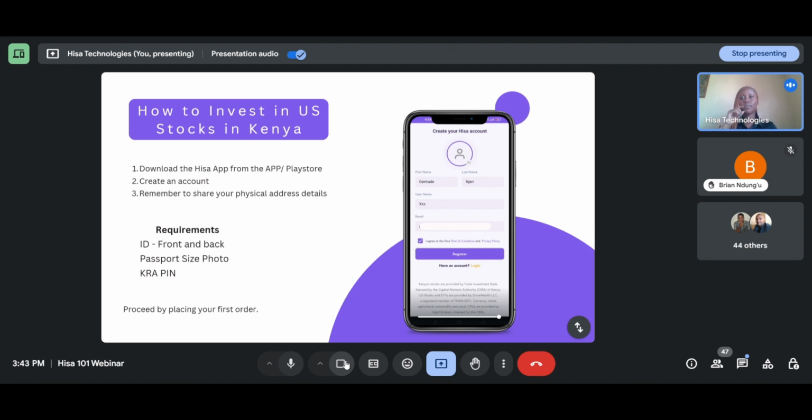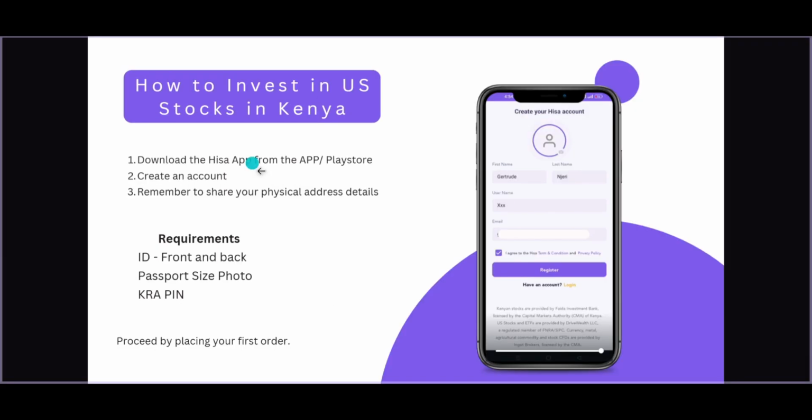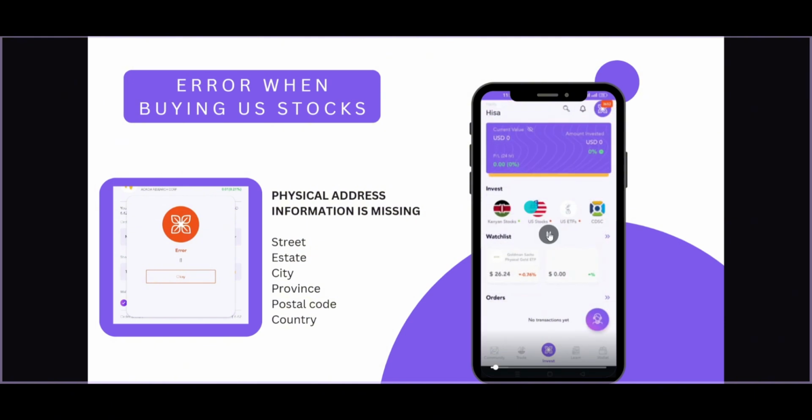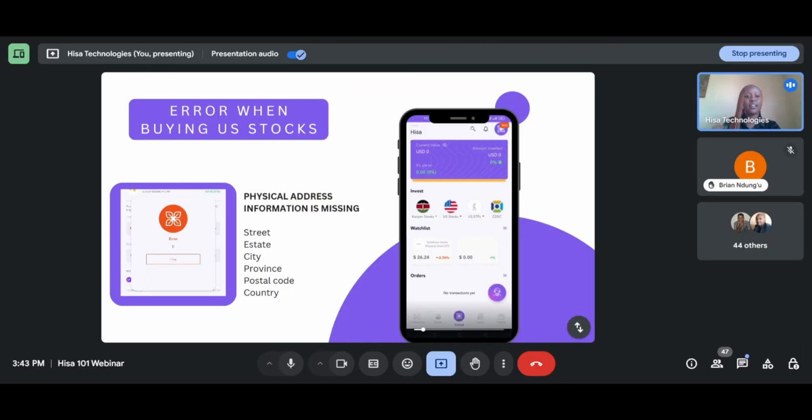And one thing that most new users forget is to share their physical address details. Once you fail to key in your physical address information, you will get this error whenever you try to buy US stocks. Note this error is specific to US stocks.